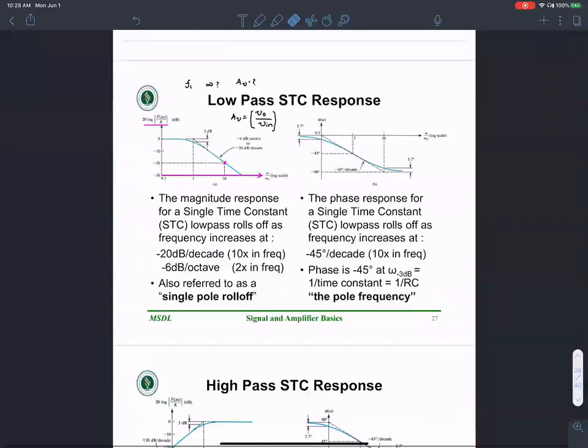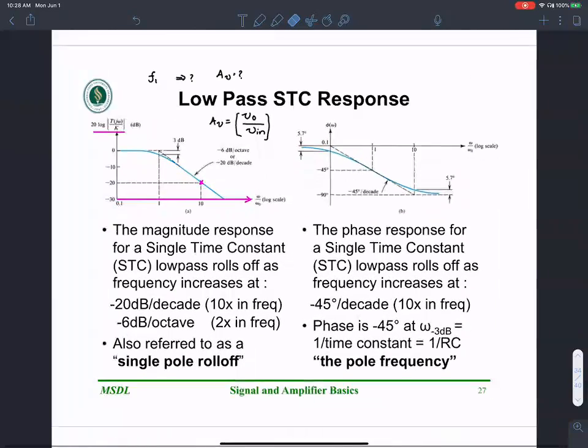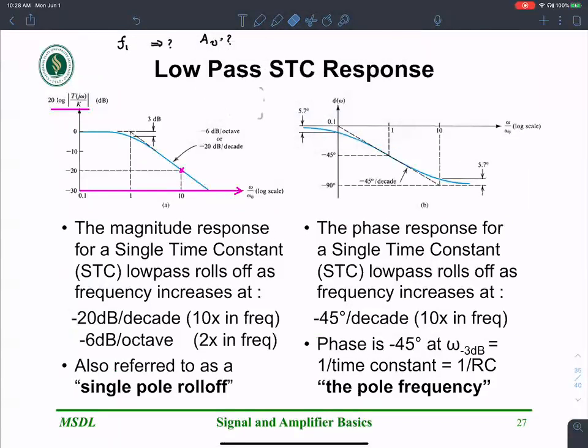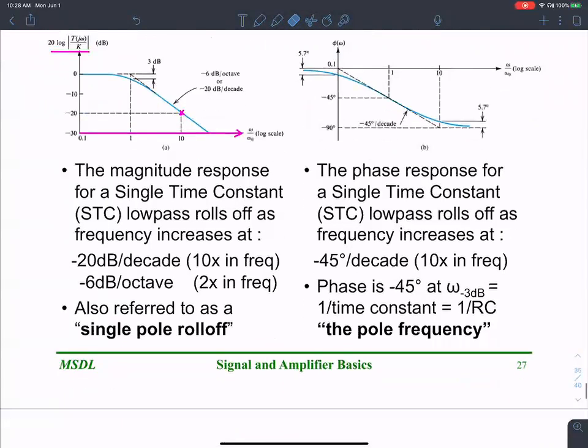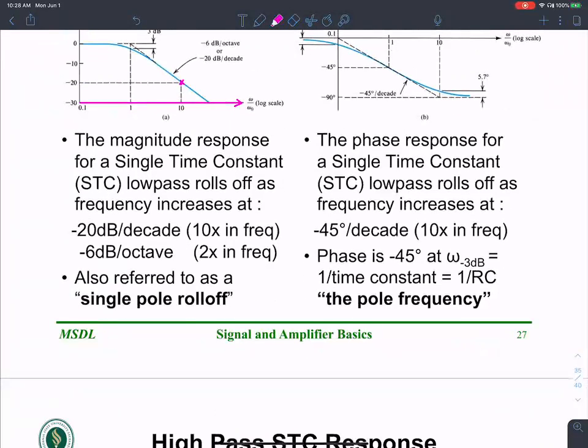Okay, so that's the idea of the low pass single time constant response. The magnitude response of a single time constant (STC) low pass rolls off at minus 20 dB per decade, which is also similar to 6 dB per octave. This is called a single pole roll-off. Remember, I showed you minus 40 per decade when there are 2 poles, but we don't care about that in this class. We are only interested in single time constant, which amounts to 20 dB per decade.